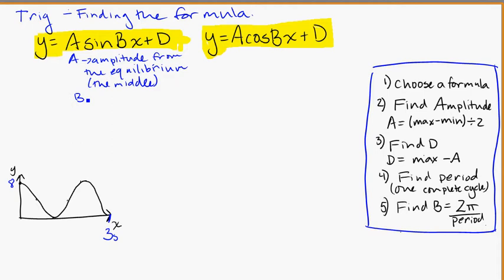B is related to the period, but it's not the period, but this is basically telling us how quickly it cycles between the different peaks and troughs.